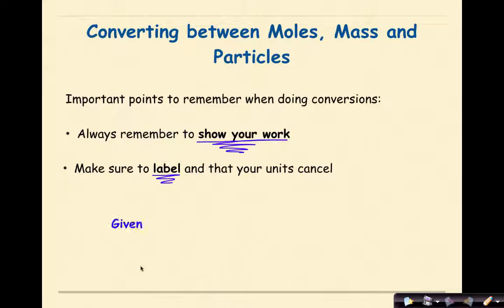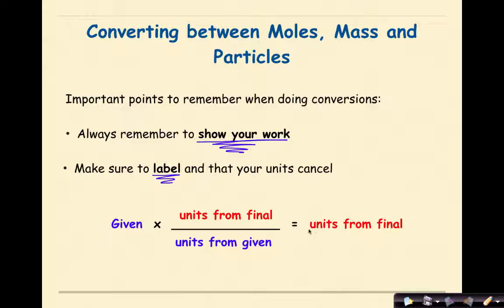So we're going to be looking at a given, a multiplication sign, and a line. The units from our given will go on the bottom. The units from our final will go on top. We're going to put our equal sign, and finally, we know our problem is set up correctly if the units from our final is at the end. You should always be able to look at your setup when doing these conversions and be able to cancel. So units from your given should cancel units from your given on the bottom of this ratio.